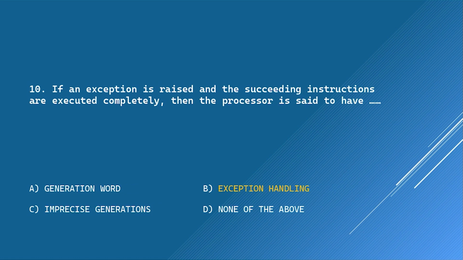10. If an exception is raised and the succeeding instructions are executed completely, then the processor is said to have? A. Generation word. B. Exception handling. C. Imprecise generations. D. None of the above. Correct answer is exception handling.